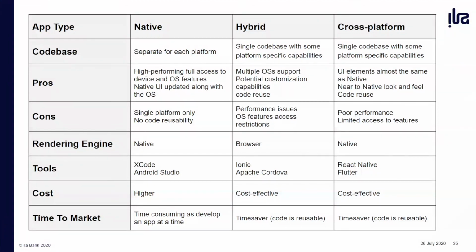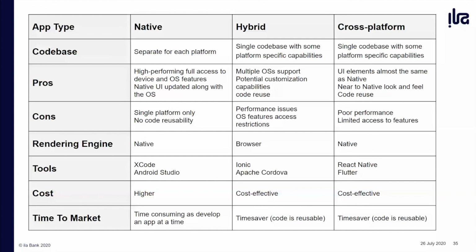Because you need to maintain two code bases, you might need two developers or two developer teams to work on it. Hybrid is more cost effective because you can also reuse your web developers to build mobile applications. Cross-platform is also more cost effective than native. The last thing is time to market.